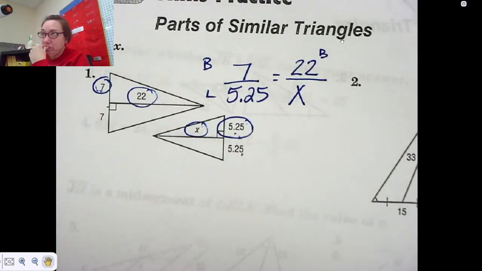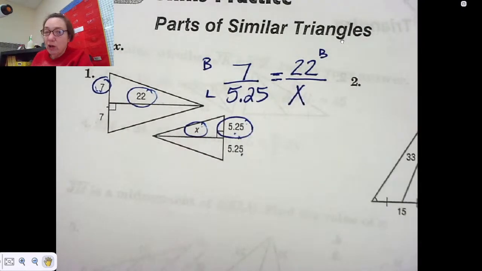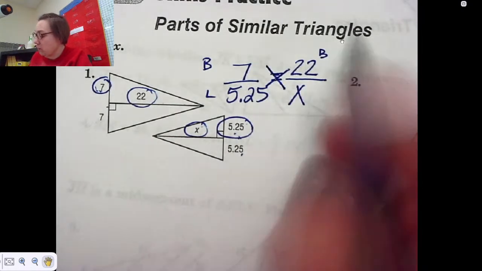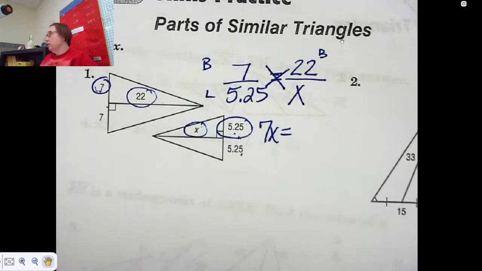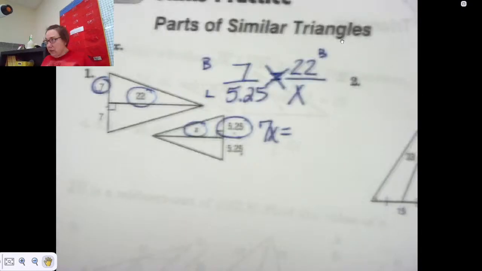Y'all with me? Then we're just down to cross multiplying to solve. We'll have 7x equals 2 times 5.25. Somebody want to calculate that for us?